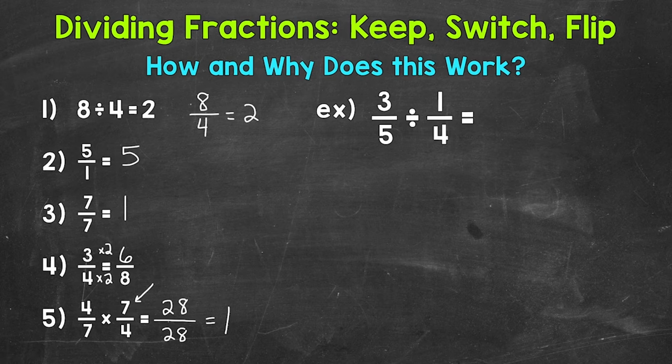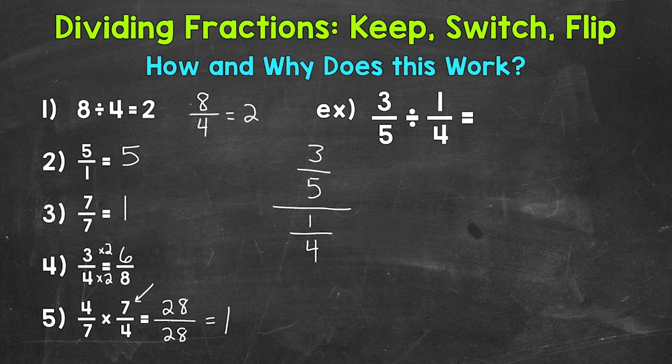Let's use 3/5 divided by 1/4 for our example here. We know that we can set up a division problem as a fraction. Fractions represent division. So let's set up 3/5 divided by 1/4 as a fraction. We get 3/5 over 1/4. This gives us a fraction over a fraction. So two fractions making up one fraction. This is called a complex fraction. A complex fraction is a fraction where the numerator, denominator, or both are a fraction.